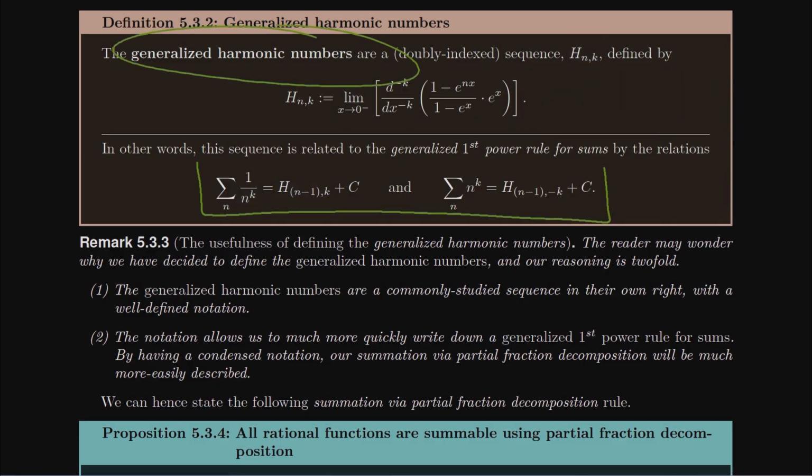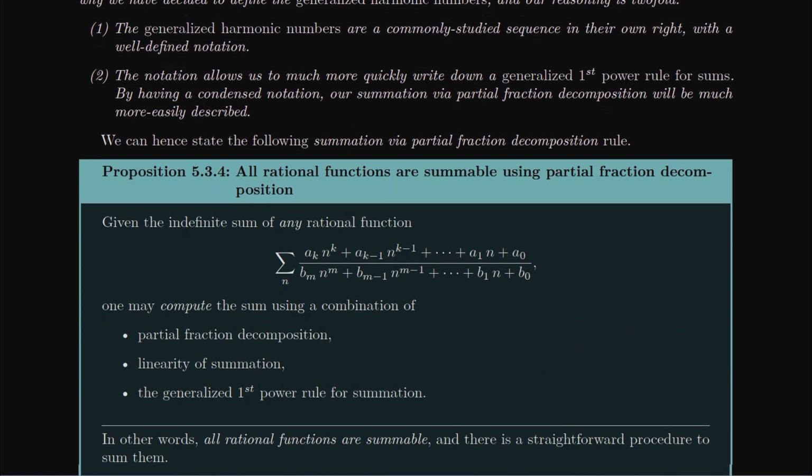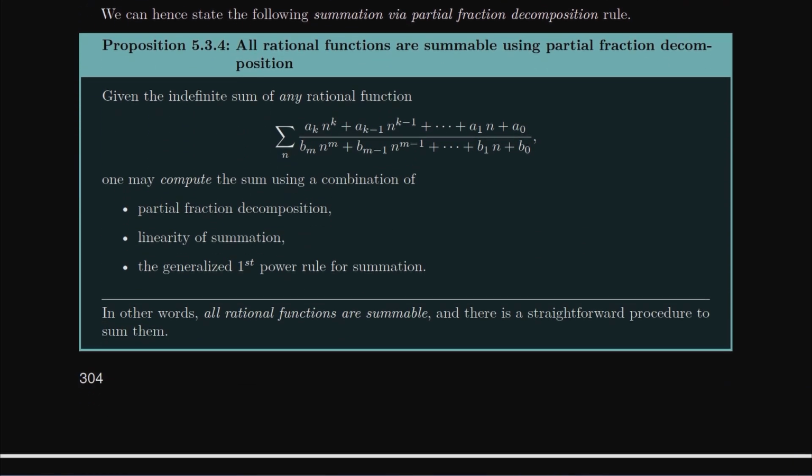We're just going to use them as a function which can appear as the sum of the reciprocal powers as well as regular powers. So that's what we're going to use today, these generalized harmonic numbers. And we can immediately use them to state this lovely proposition, which is to say that all rational functions are summable using partial fraction decomposition. If we look at the indefinite sum of any rational function, a ratio of two polynomials, we'll always be able to perform this sum in closed form, up to the generalized harmonic numbers, using partial fraction decomposition, linearity of summation, and the generalized first power rule for summation.